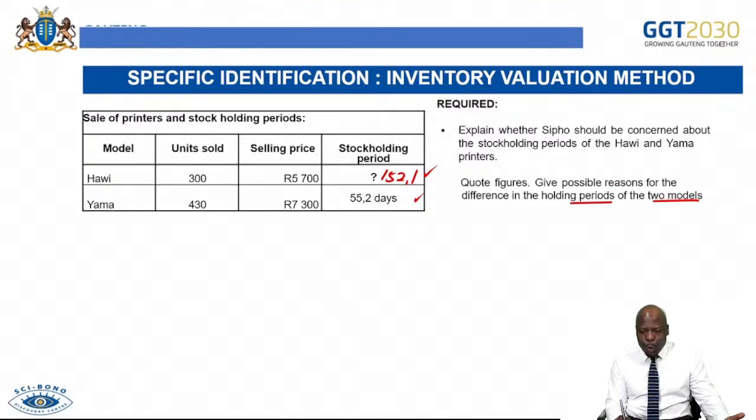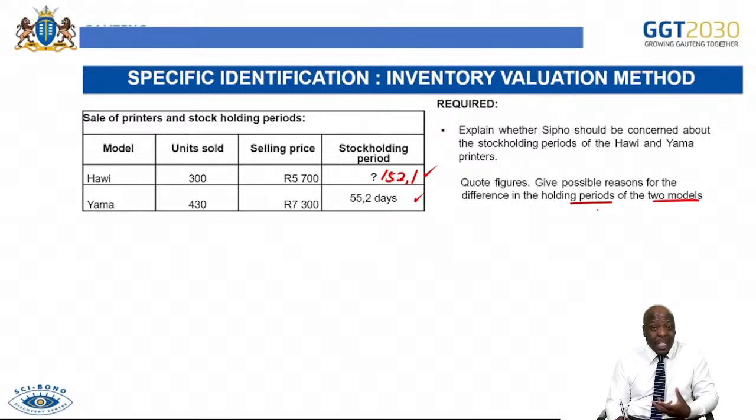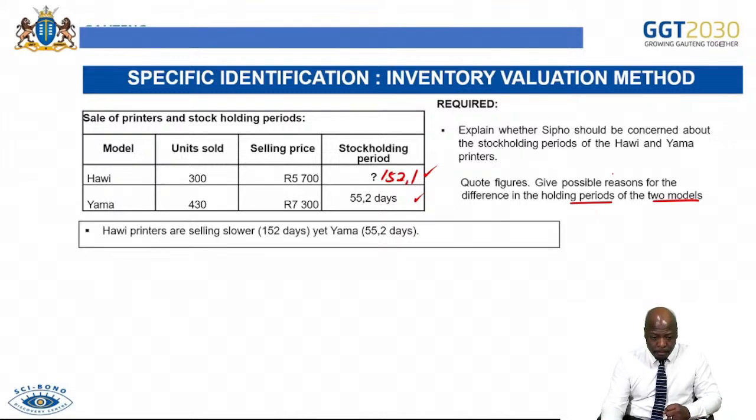So, should he be concerned? So that means we're going to talk about each particular brand, each particular model, and then we speak if we should be concerned about that particular model. Let's begin with the Howie. The Howie printers are selling slow. So they're selling at a slower rate. That is 152 days. Yet the Yama are selling at 55.2 days.